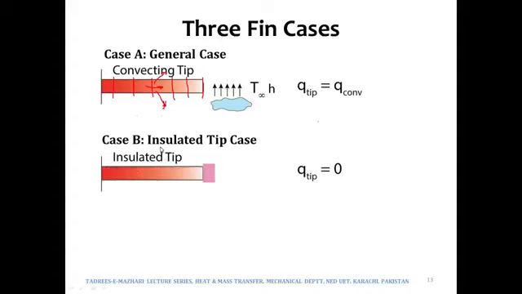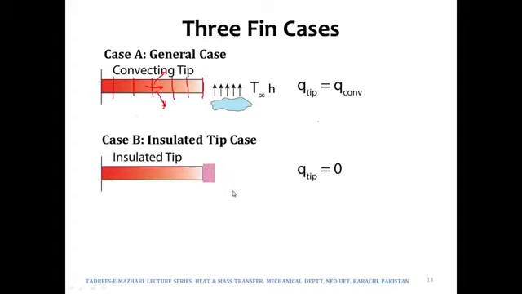So this is what is meant by insulated tip. We do not insulate the tip, we are only saying that the area of the fin tip is so small that the heat transfer from the fin tip is negligible as compared to the heat transfer from the rest of the fin, and therefore Q tip is 0. We do not put the insulation on.